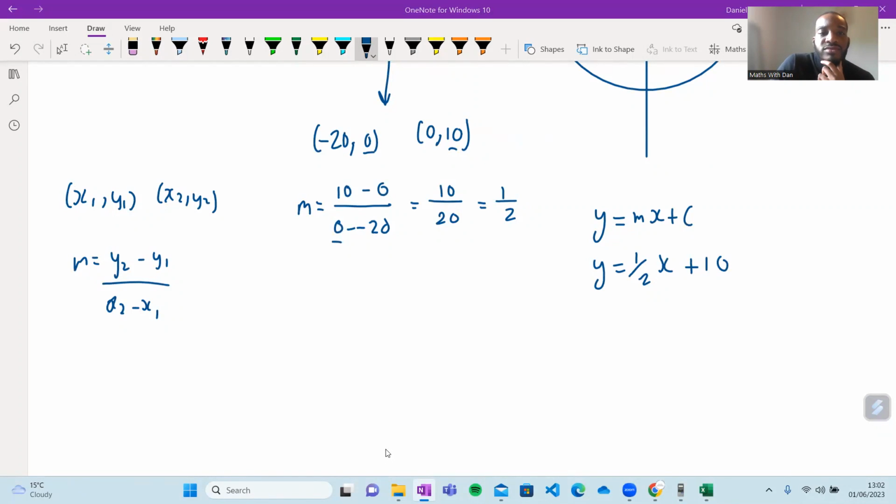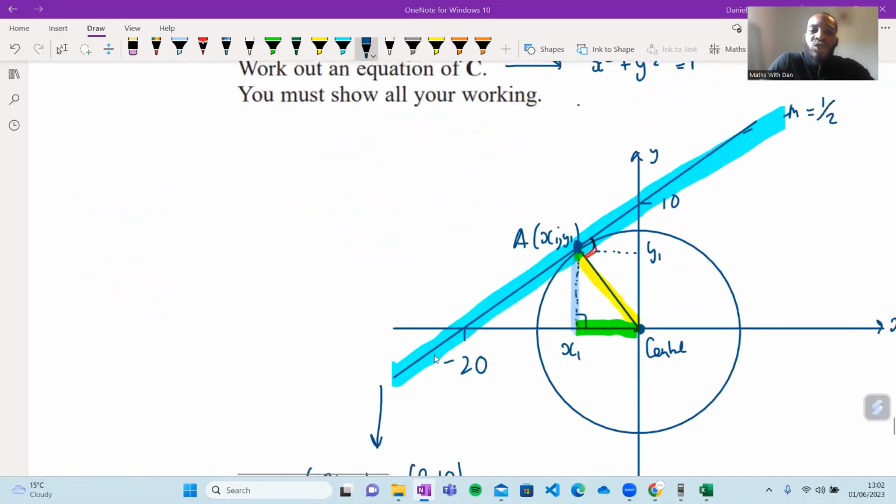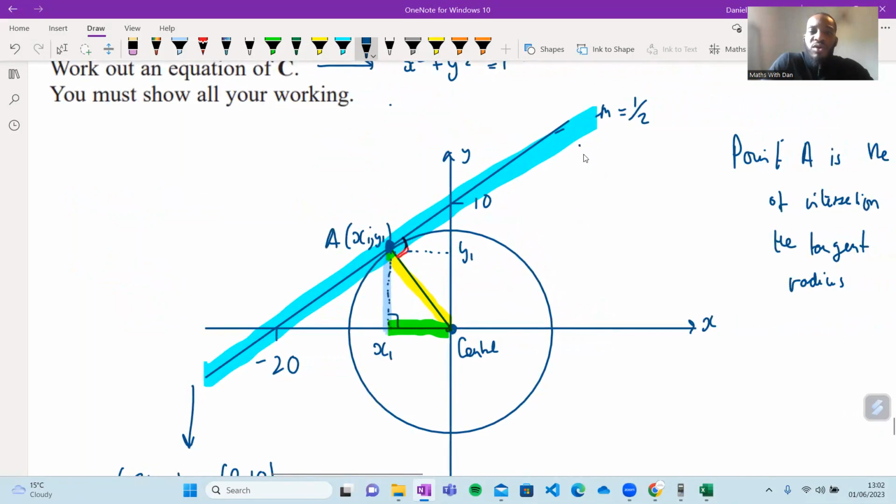Okay, cool. So continuing, we know the equation of this line. The equation of this blue line here is y equals 1/2x plus 10. Now I need the equation of this line, the yellow one. Can somebody tell me, or let me ask you a question: do we know the gradient of that yellow line? Are we able to calculate it? Is there something that we should know about the gradient?